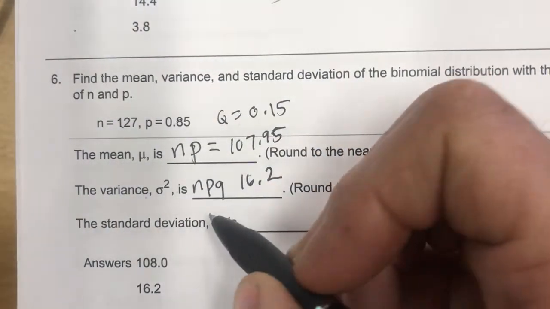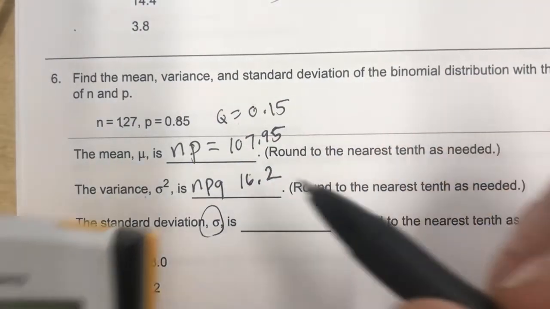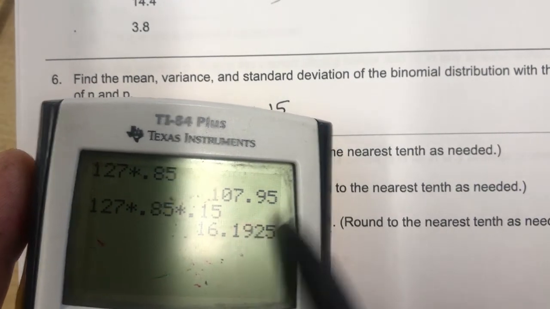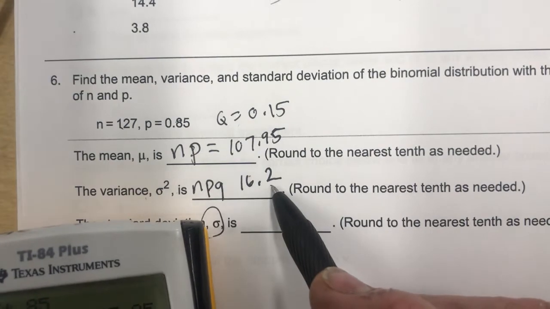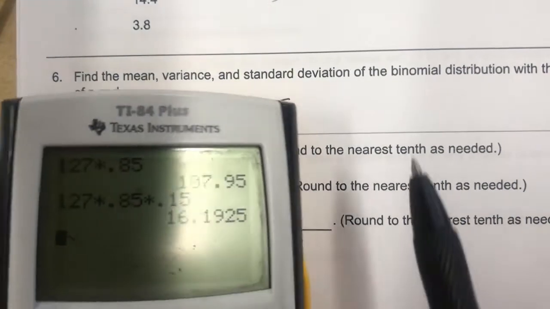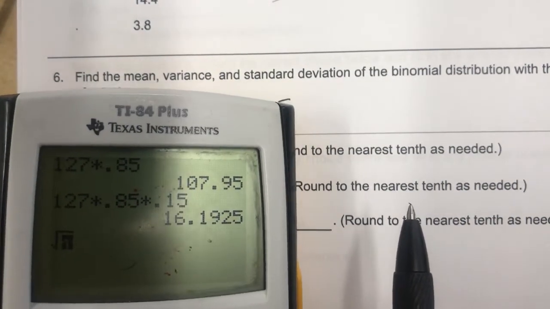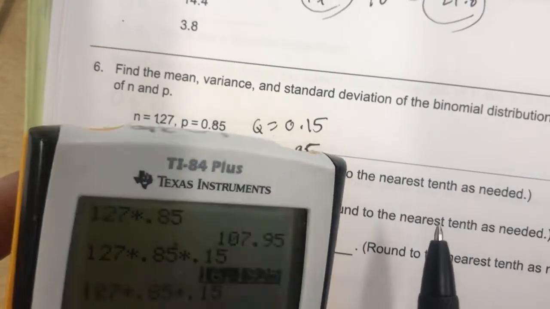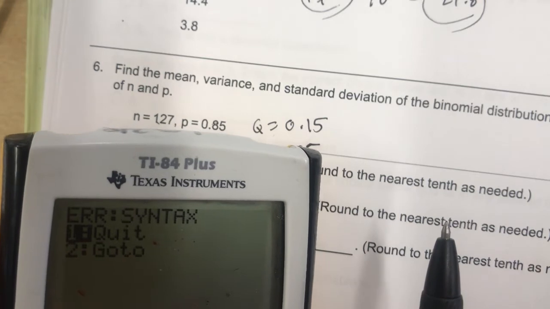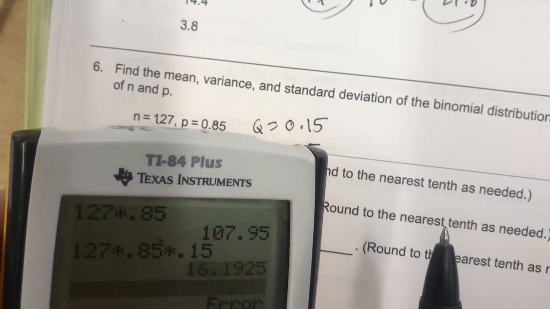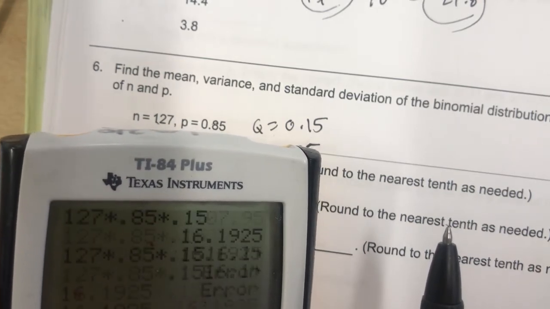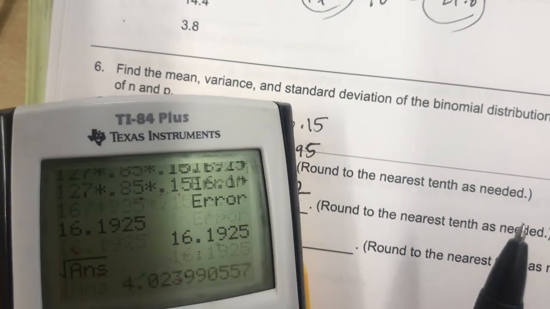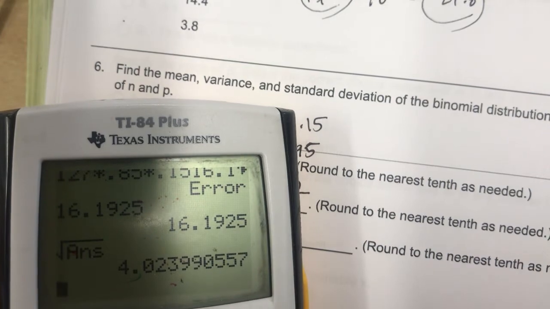Now I've got to find the standard deviation, which is the square root of that. What I would do is take the square root of the unrounded answer, because the rounded one might be off just a little bit. Go ahead and do the square root of this answer, even though you rounded it for your answer. Son of a gun, I keep hitting the wrong button. Let's get this back on there. Now do the square root of that answer. So that's 4.03, or just 4.